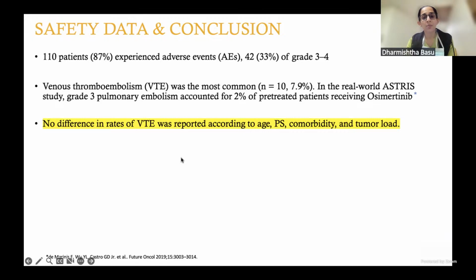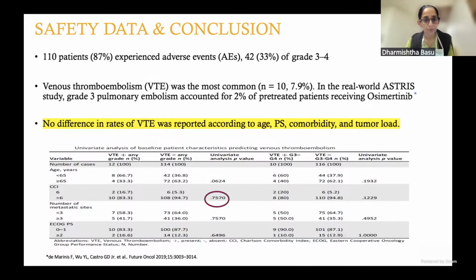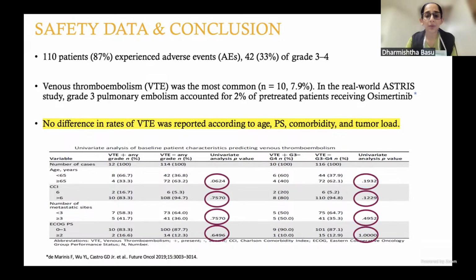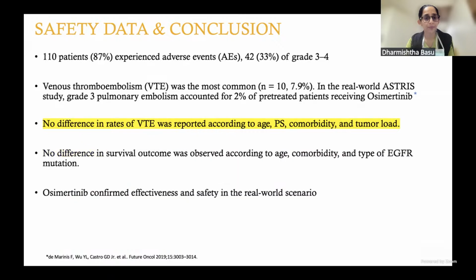Grade 3 pulmonary embolism accounted for 2% of the patients receiving osimertinib-based treatment. There is no difference in the rate of venous thromboembolism as per age, PS, comorbidity, or tumor load, as can be demonstrated in this chart. So we can say that in the real world also, osimertinib is living up to its safety and efficacy in terms of its time to treatment discontinuation, its tolerance, and also the adverse effect profile.